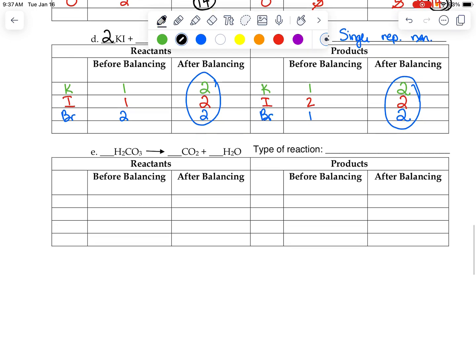Next one, hydrogen. We're going to do our count. Hydrogen 2 going in, hydrogen 2 coming out, carbon 1 going in, carbon 1 coming out, oxygen 3 going in, oxygen 3 coming out. Careful, there's 2 of them here and 1 of them here. So great news, that makes this balanced. This is a decomposition reaction.